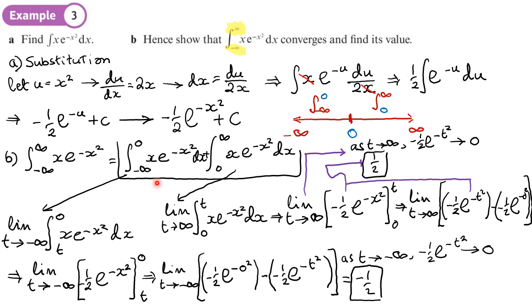Okay, so basically this part evaluated as t approaches negative infinity becomes negative a half, and this bit as t approaches infinity becomes a half. So now we just add the two together, because remember there was a plus sign, we split it up. So our final answer is going to be negative a half plus a half, which is 0. So that's our final answer. That's what this becomes once t approaches these two limits.